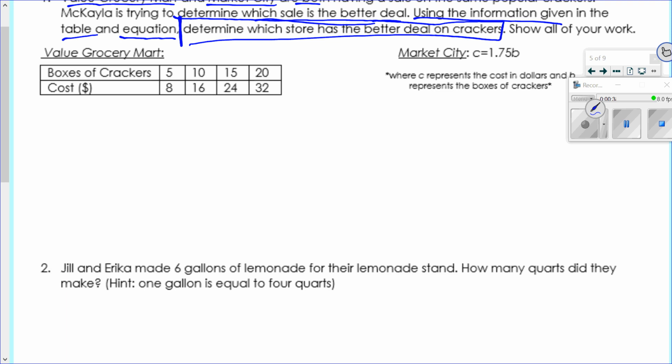How did you figure this out? Talk to me. I made a table, so I put the 5 on the top and labeled it as boxes, and then I put the 8 on the bottom as costs. Okay, so you went ahead and set up a proportion. Is that what you're talking about? Okay, and then what were your units? Cost, so $8, which is my cost. Okay, and then 5 boxes. Okay, and then what?